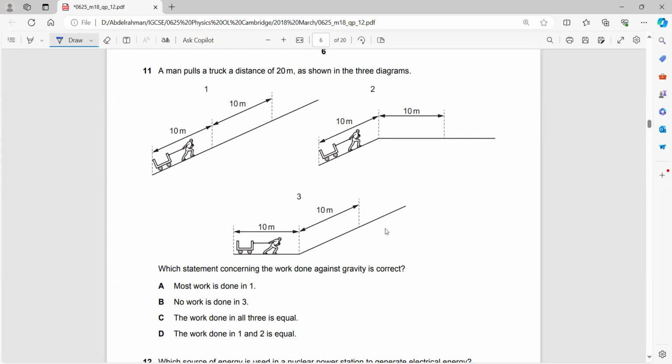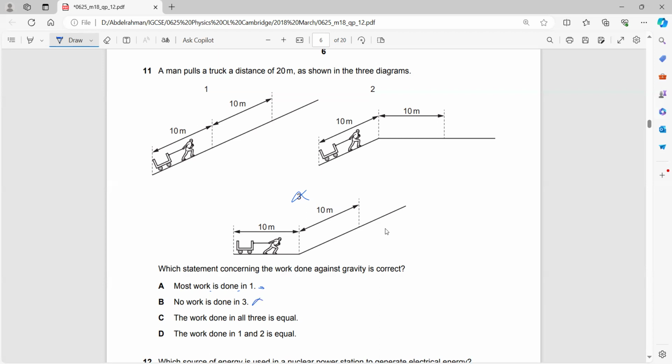Okay, most work done is in one. Okay, I think this is right. Okay, it might be right. Let's see. No work is done in three. No, this is wrong because definitely the object is moving. So the object moves in three. The work done in all three is equal.